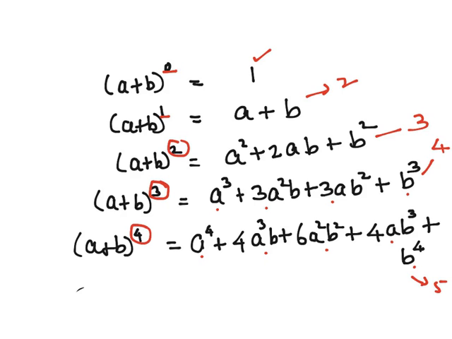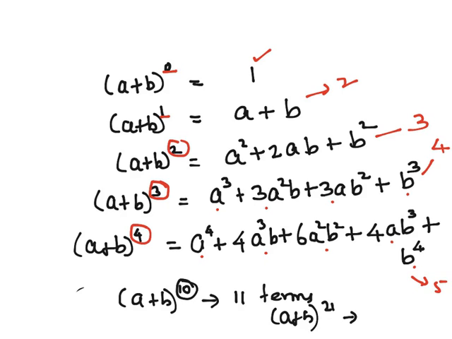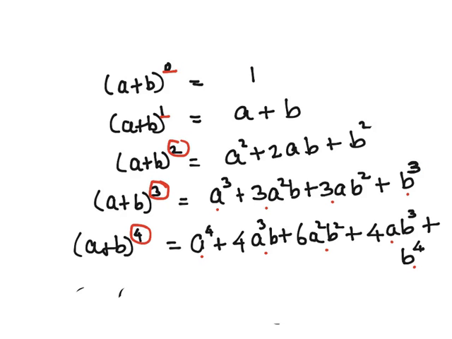From this, can you deduce something? It's very clear that if I want to write, let's say, (A plus B) whole power 10, definitely this will have 11 terms. That is 1 more than 10, isn't it? So let's say if you want to find (A plus B) whole raised to 21, it will have 22 terms. So that is very clear. Okay, we can observe one more thing.